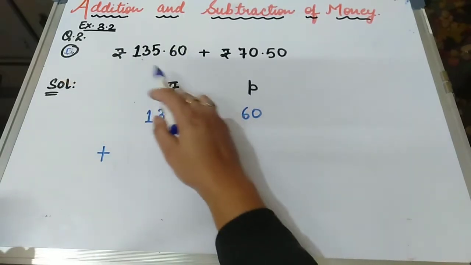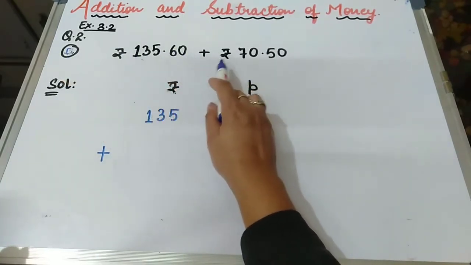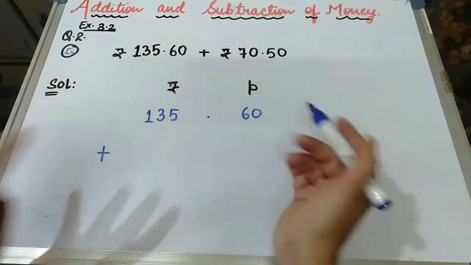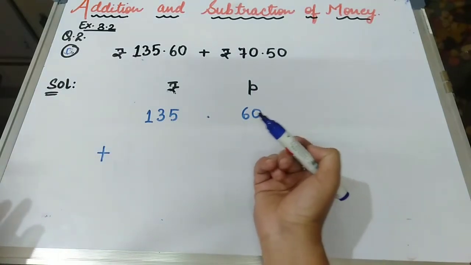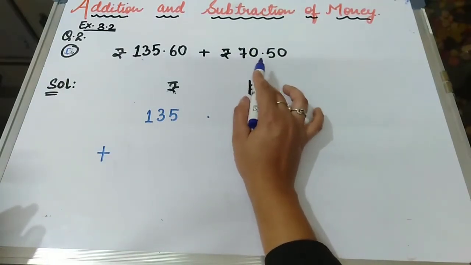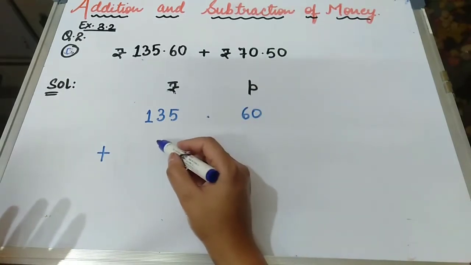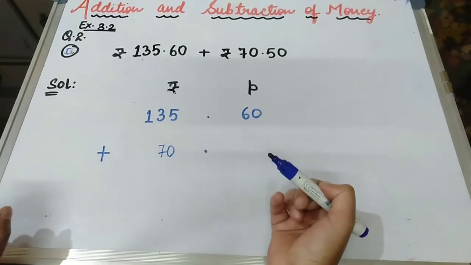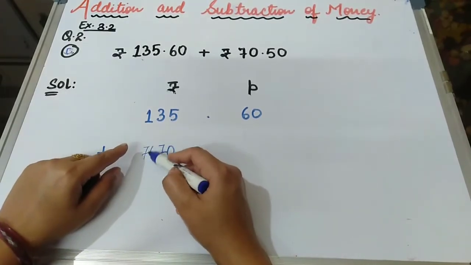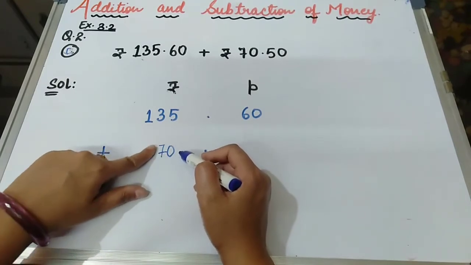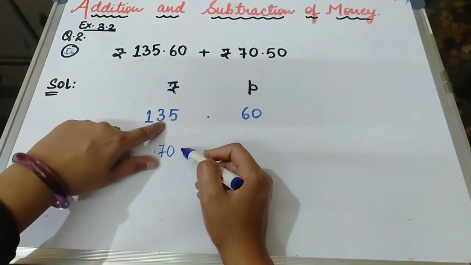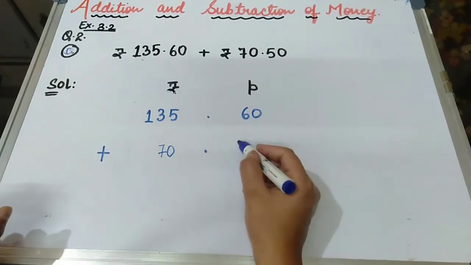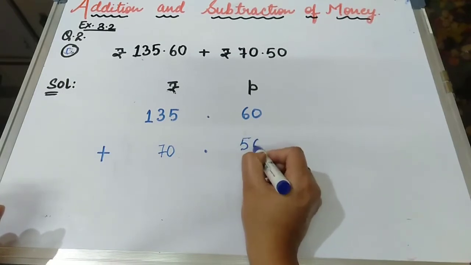Question number C. Rupees 135.60 plus rupees 70.50. So the same thing we have to do. We have to arrange it in a column and we have to place the dot over here. Now when we have to write rupees 70.50, then you have to remember that it will come over here according to the place value. Okay, you cannot write 70 here, you have to write 70 here. Okay, because this is the hundreds place, this is ones and this is the tens place. So that's why you have to write it over here, and here 50 will be written.